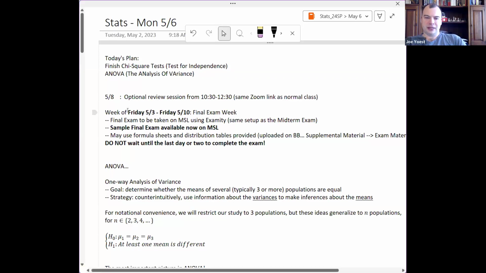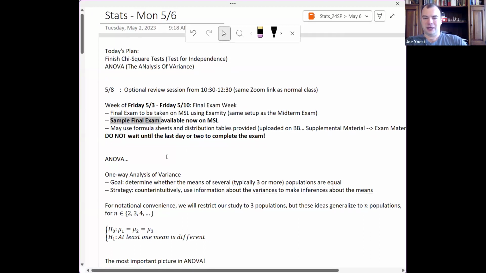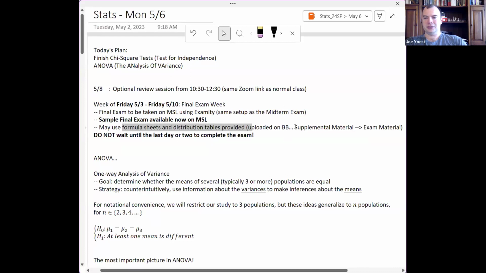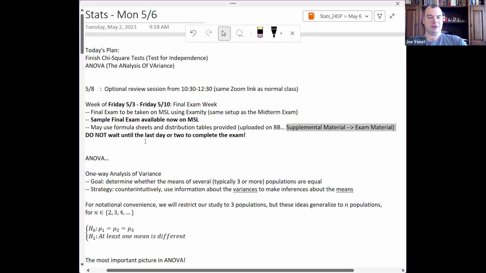And then this week, the final exam is already available. So it's up and available. It's on MyStatLab. You can log into Examity, same way that you did with the midterm exam. I've said this a couple of times already, so I won't belabor the point. Sample final exam has been available for quite a while. And the formula sheets are available on Blackboard under the supplemental material exam material folder.